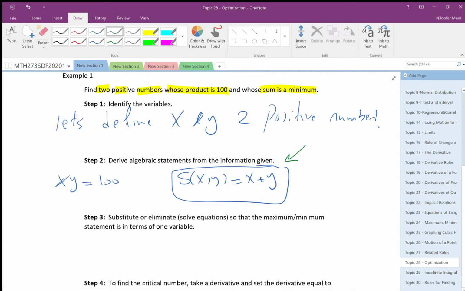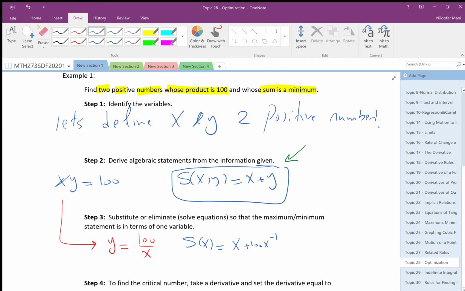So find y from the constraint. You have to use your equation to find one of the variables and remove it. So y equals 100 divided by x. So the summation based on x is, I don't have x and y now, I just have x plus 100 times x to the power minus 1. Perfect. Now I have just one function of one variable, which I can work with.